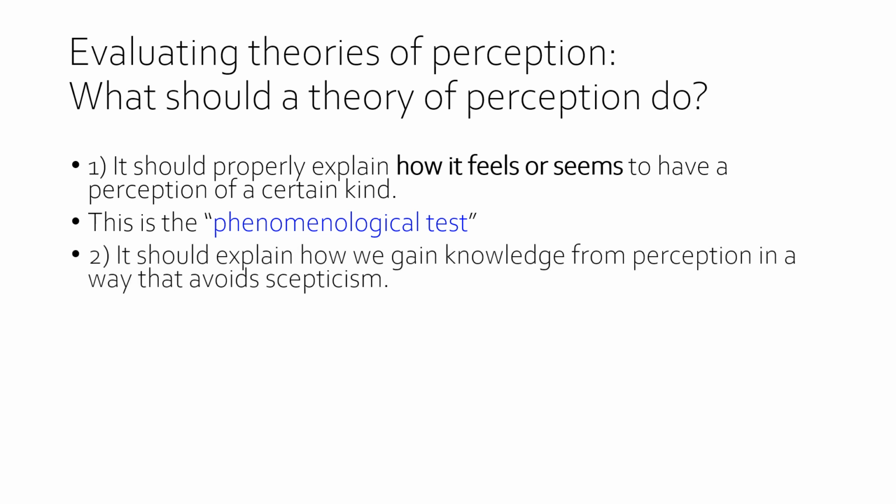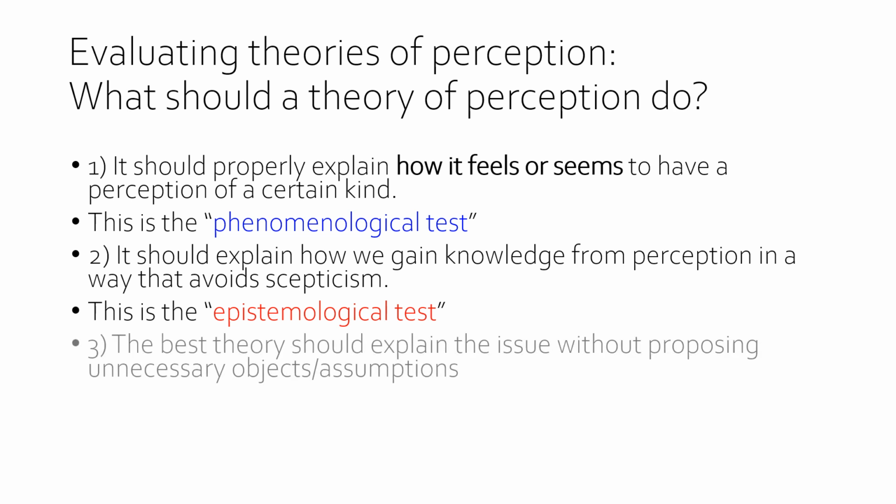Secondly, a good theory of perception should explain how we gain knowledge from perception in a way that avoids skepticism. So it shouldn't lead us into a situation where we are cut off from knowledge of the world. So this is sometimes called the epistemological test.